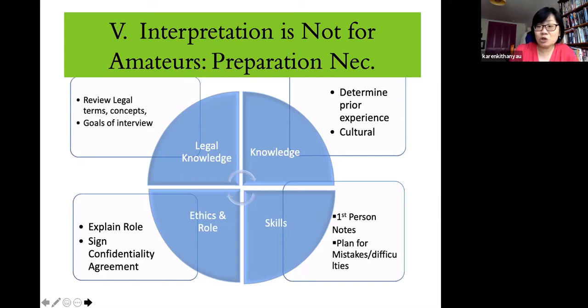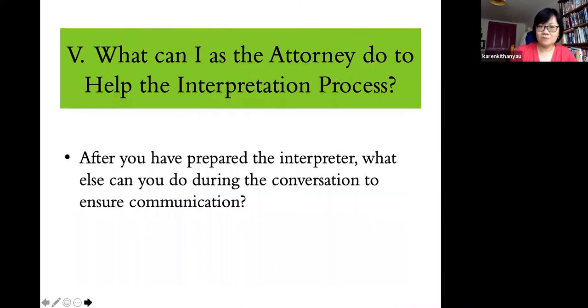We need to make sure that she's doing basic things like taking notes in the first person, because you're going to be speaking in the first person. And whether the two of you have a plan for highlighting mistakes or these difficulties. And you would have explained to the interpreter her role, and make sure that you have it in writing and that the interpreter has signed a confidentiality agreement.